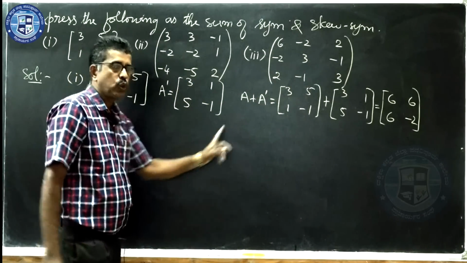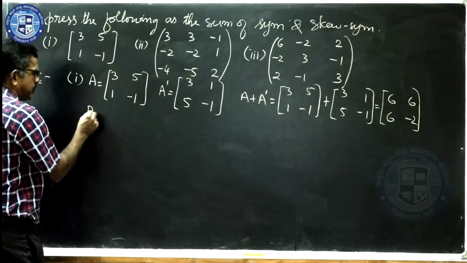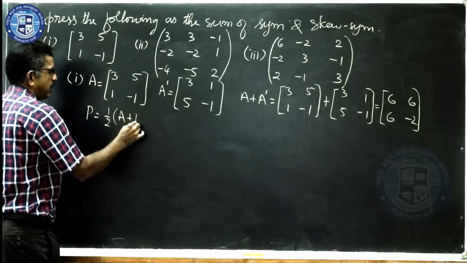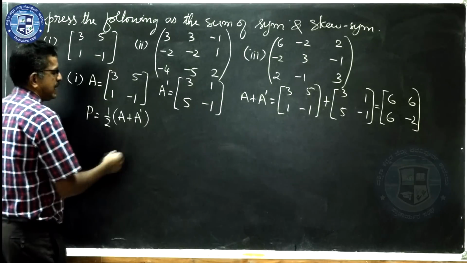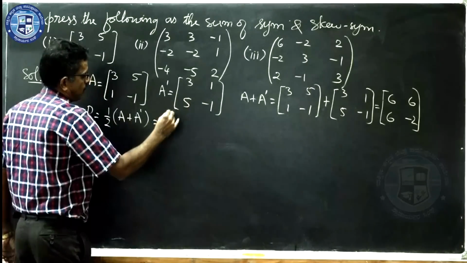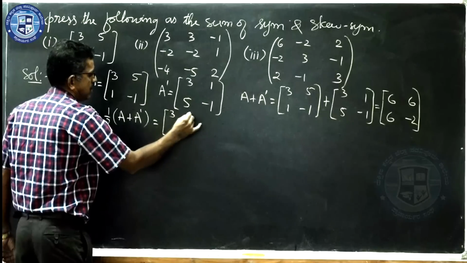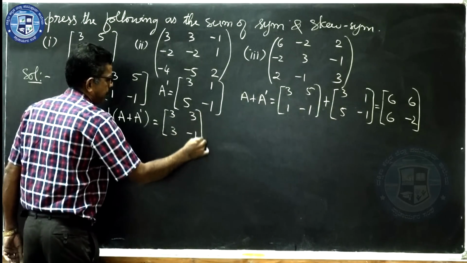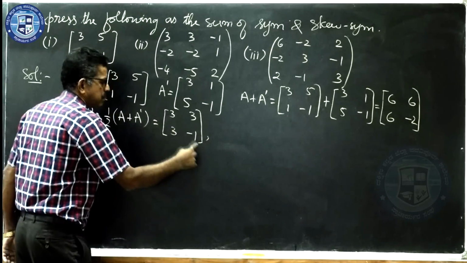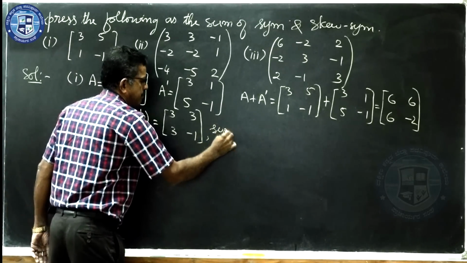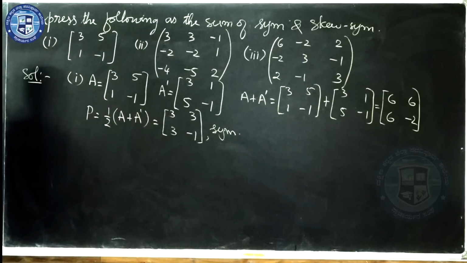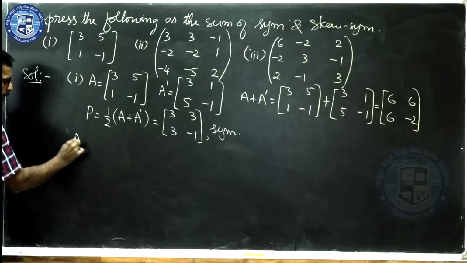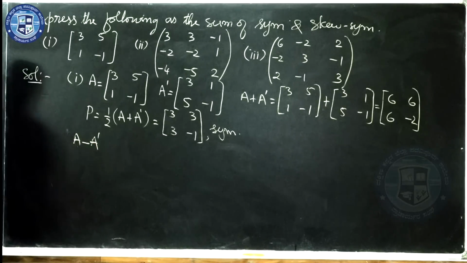Afterwards, what we need to do, I will take capital P, as we have discussed in the theorem. Capital P, let it be 1 by 2, half of A plus A dash. What is half of that? It is 3, 3, 3, minus 1. Clearly, this matrix is symmetric. P is symmetric. Now, second, I will take A minus A dash.